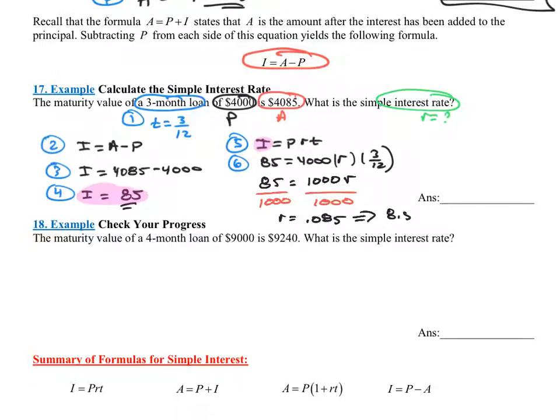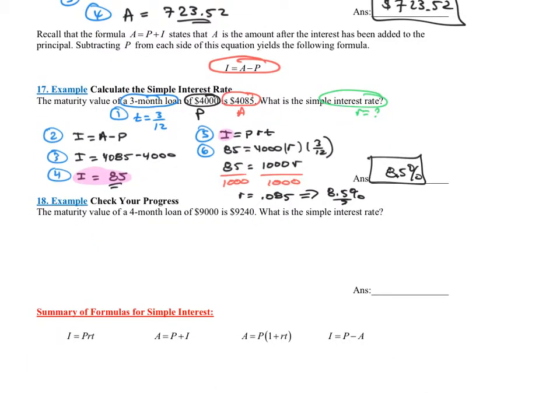This is 8.5%. So there's our final answer right there. This loan was an 8.5% annual simple interest rate. Okay, number 18. Exact same problem, just different numbers.